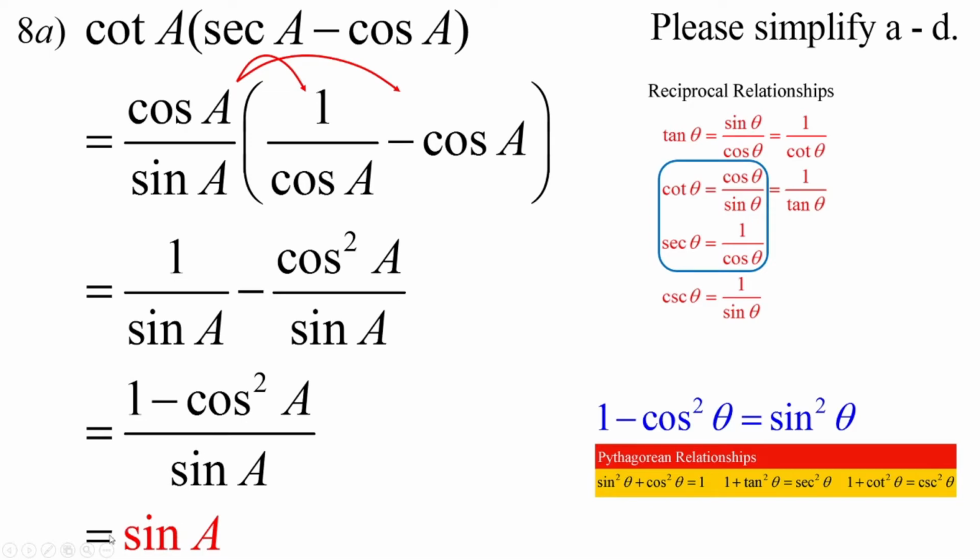And I'd say that is much simpler than our original cotangent of A times the quantity secant of A minus cosine of A. QED. Okay, so let's go to 8b.